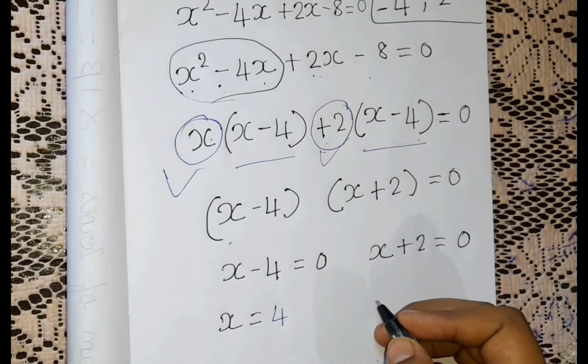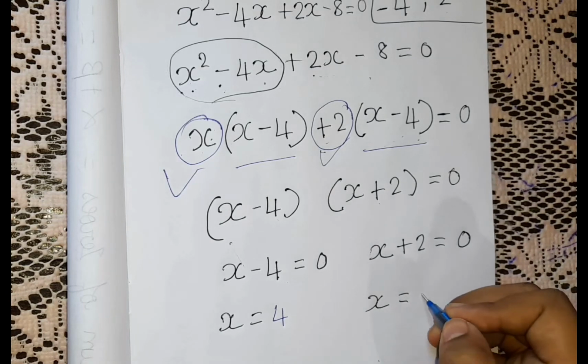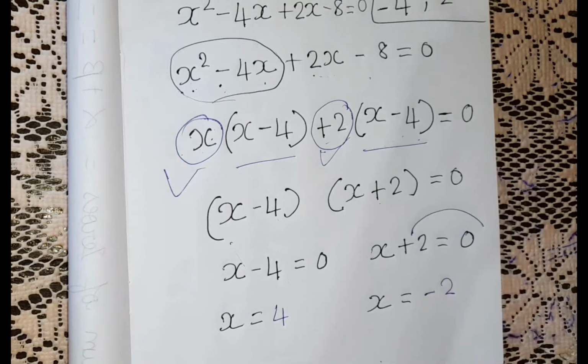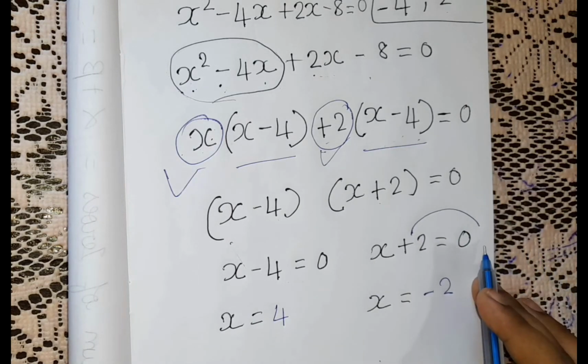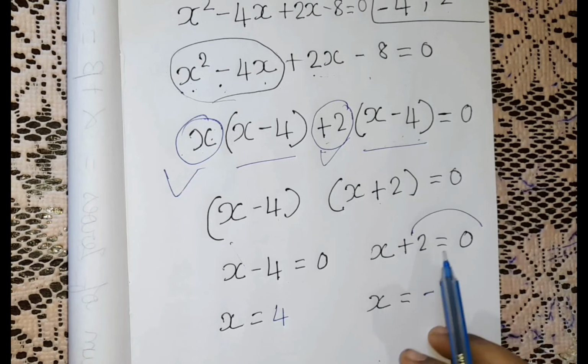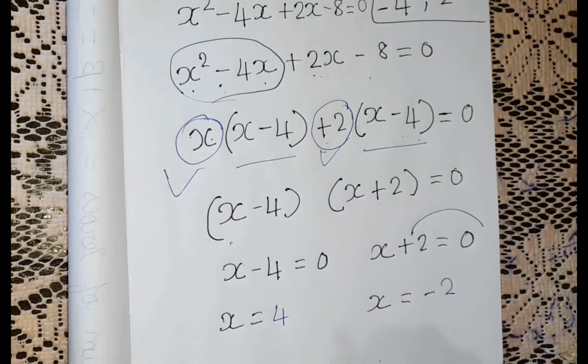So now here, x is equal to minus 2. Here also, when this plus 2 comes to this side, that is the right side, then it becomes minus 2. So it crosses the bridge. When it crosses this bridge, that is the equal sign, and comes to this side, then it is minus 2. Okay, so I wrote it like this. So now we got x is equal to 4 and x is equal to minus 2.